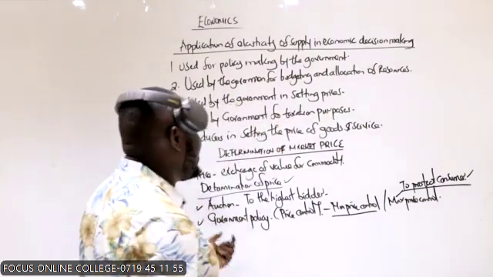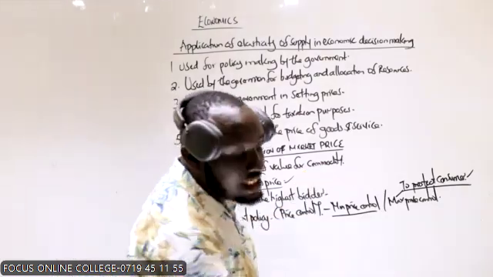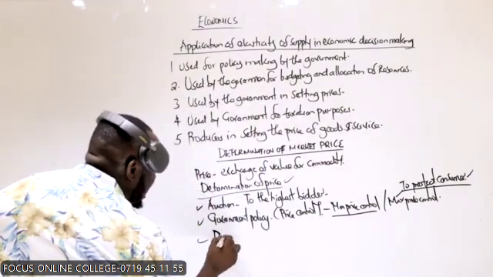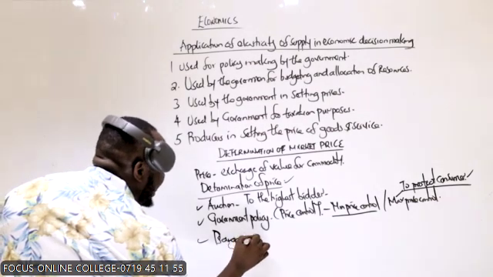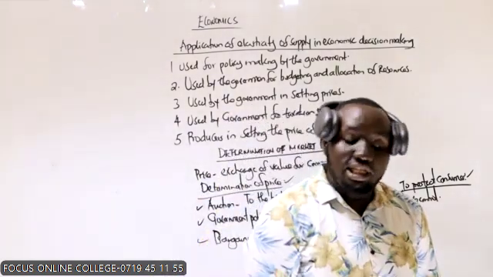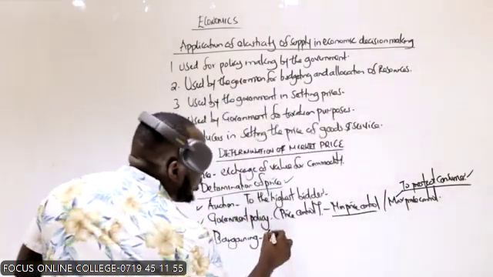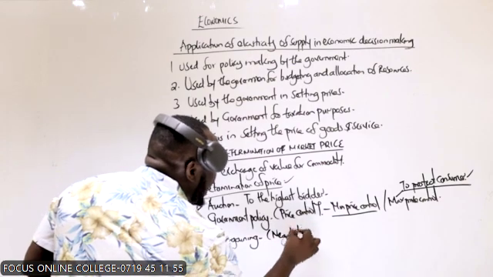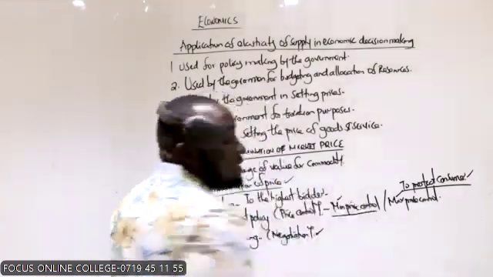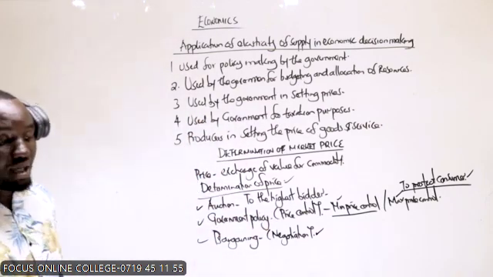So how does government determine price? Using price controls, and we have the maximum and the minimum price control. Then we also have bargaining as one of the ways price is determined. Bargaining is through negotiation, where we eventually get to the price based on negotiation.